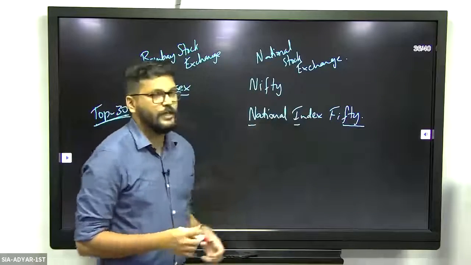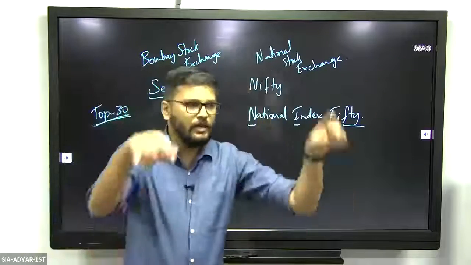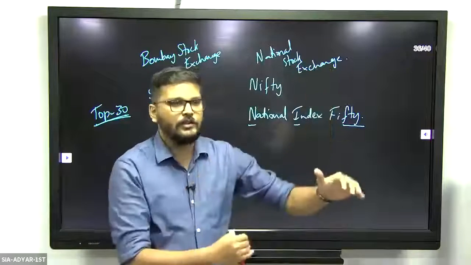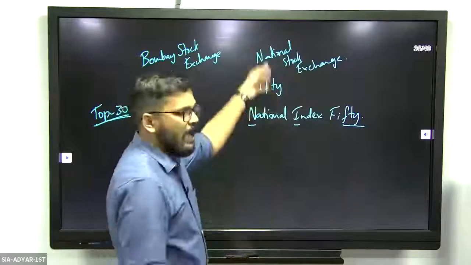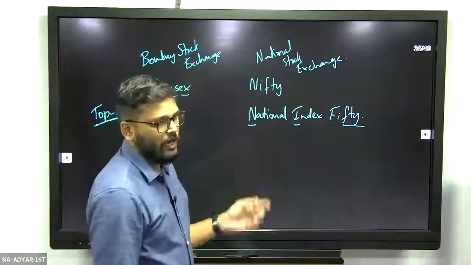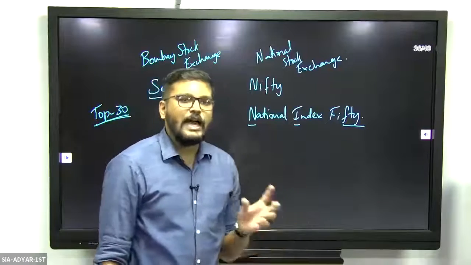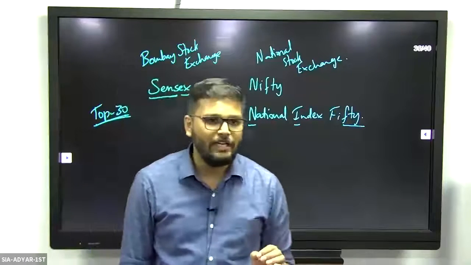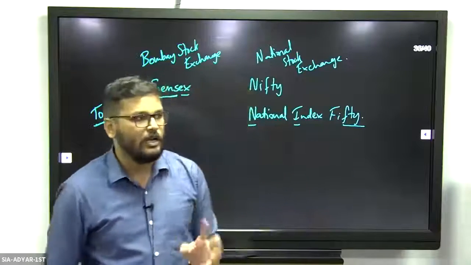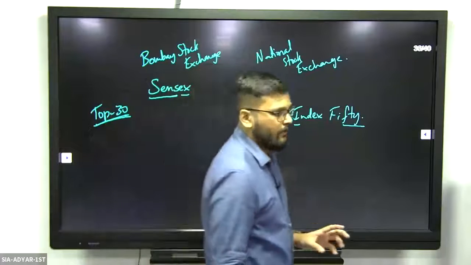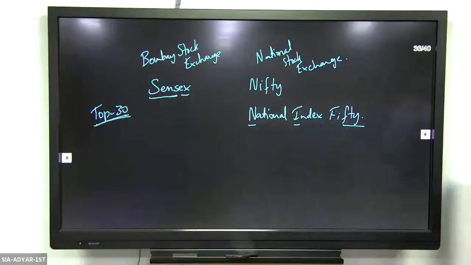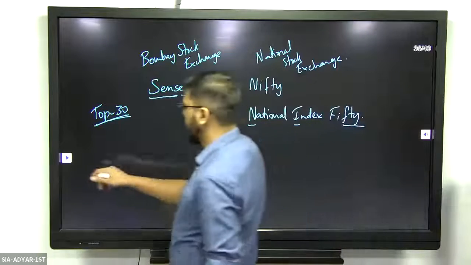National Index 50, Nifty. Top 50 companies in the National Stock Exchange are listed like this, and an index is set, and the upward and downward movement is tracked over there. So Nifty and Sensex both are indicative of the overall performance of the companies in the economy. Okay. So that is the end of that.